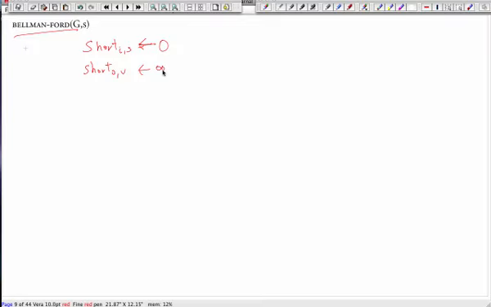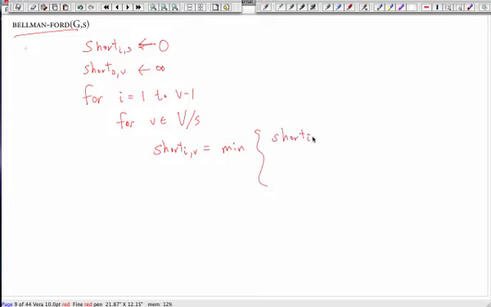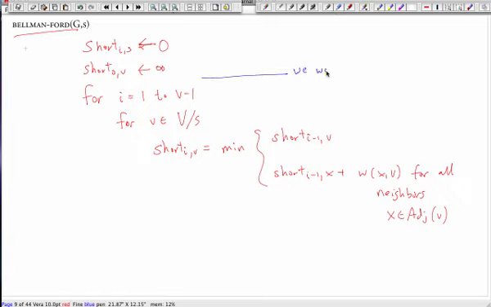Set short 0, comma v to be infinity. And now we do a loop like this. So remember, at the end of this, we're actually going to try to compute short v minus 1, comma v.